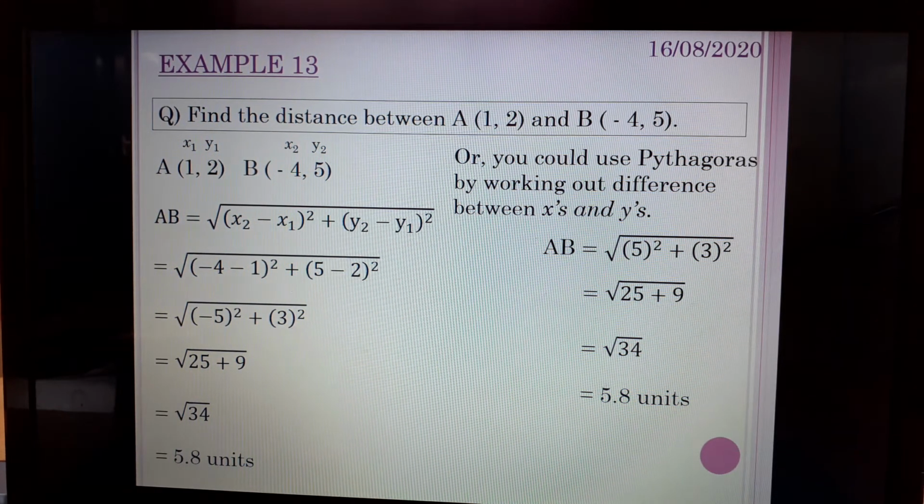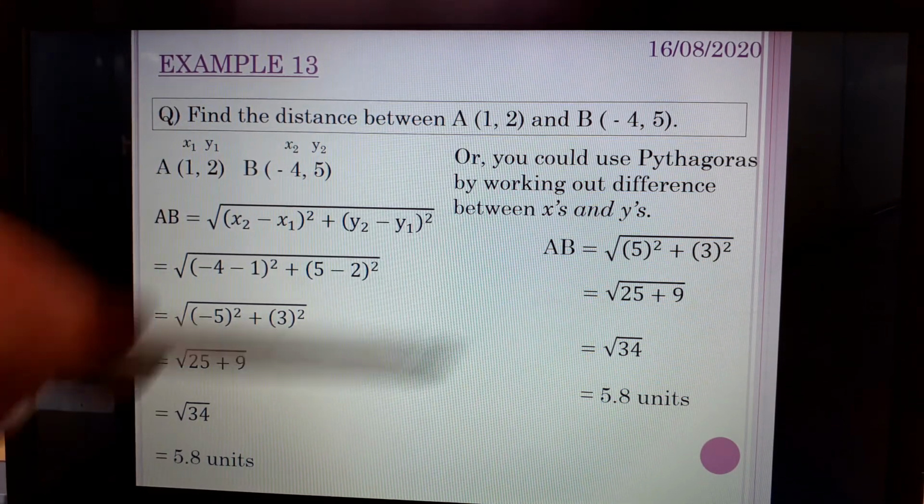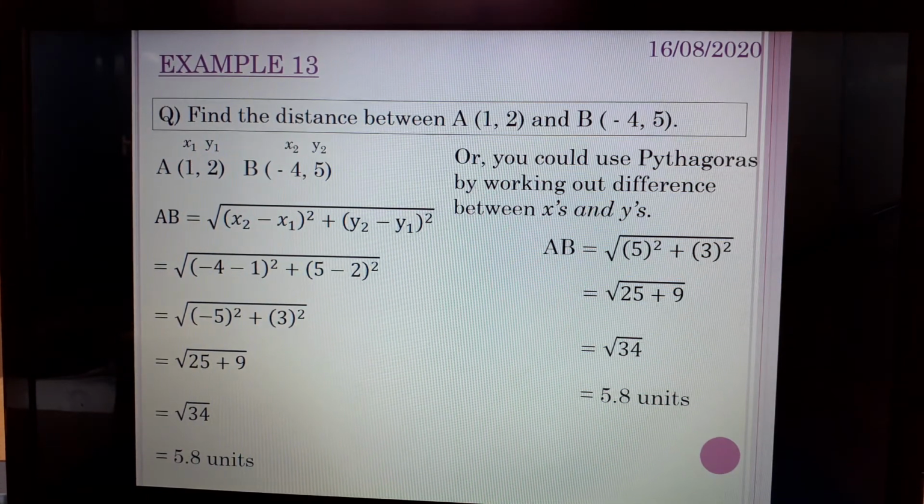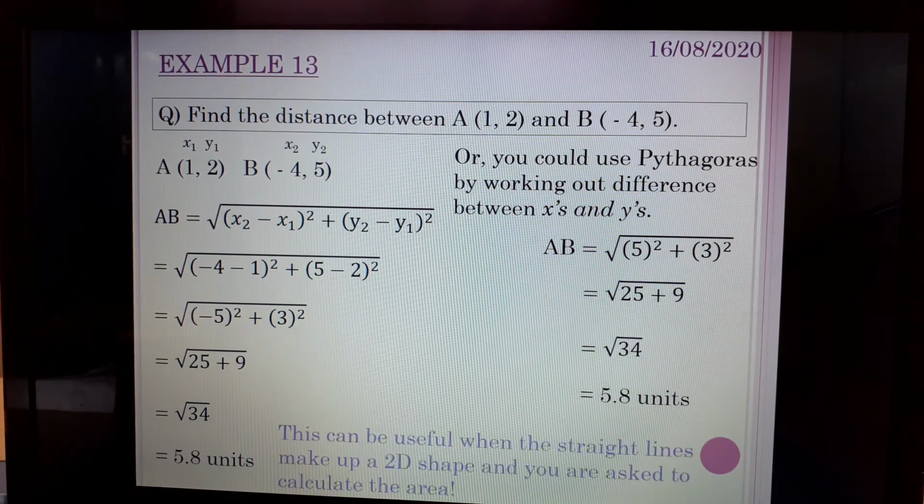Whichever one you're asked to do, you might be asked to make a conclusion about the type of triangle, if it's an isosceles triangle. And if you wanted to know if something was, say, isosceles, you would want to work out that two of the sides were the same length. The third side is different. And for things like that, that's why you might want to work out the distance between coordinates to work out lengths on sides of things. Okay, so useful when the straight lines make up a two-dimensional shape and you're asked to maybe calculate the area as well. That might be another reason that you'd want to work out the distance.